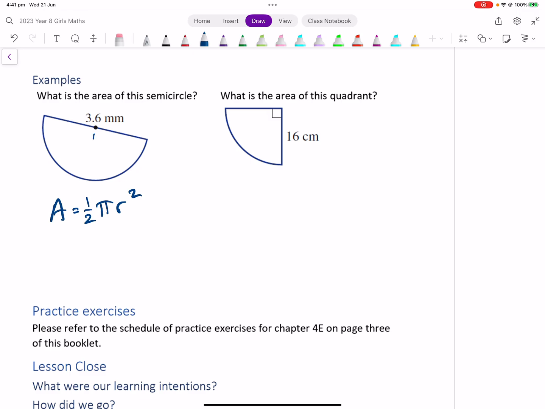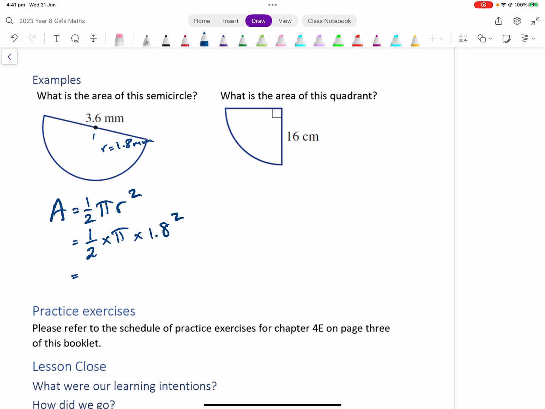In this instance, we've been given the diameter, so we need to say that the radius is 1.8, which is half of 3.6. And I'll remind you again that you will have your calculator in the test, so if that sort of arithmetic is tricky for you, you can just use your calculator. So the area equals a half times pi times 1.8 squared.